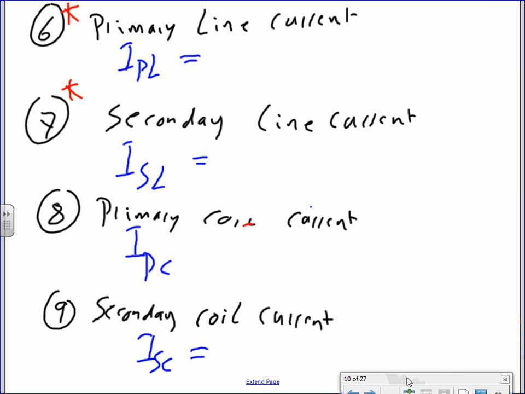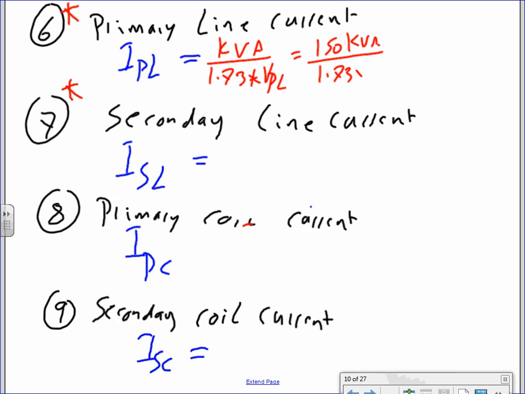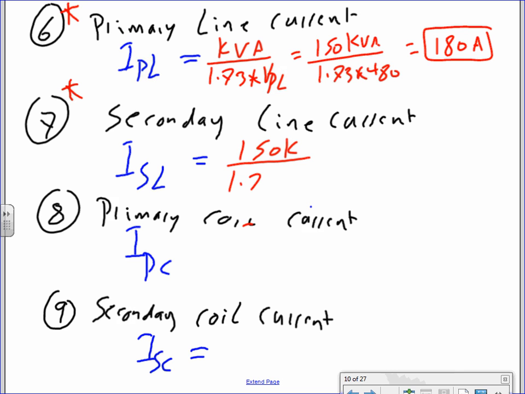For the primary line current, you're going to have the kVA. You take the kVA divided by 1.73 times the V primary line. That's your formula. So you remember it was 150 kVA divided by 1.73 times 480. Gentlemen, you get yourself a healthy 180 amps on the primary side. Secondary line current, same thing: 150 kVA divided by 1.73 times 208.